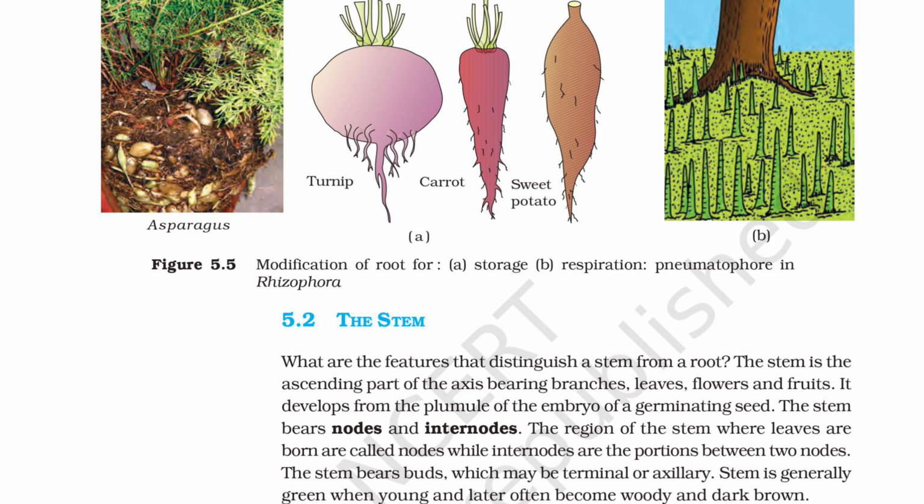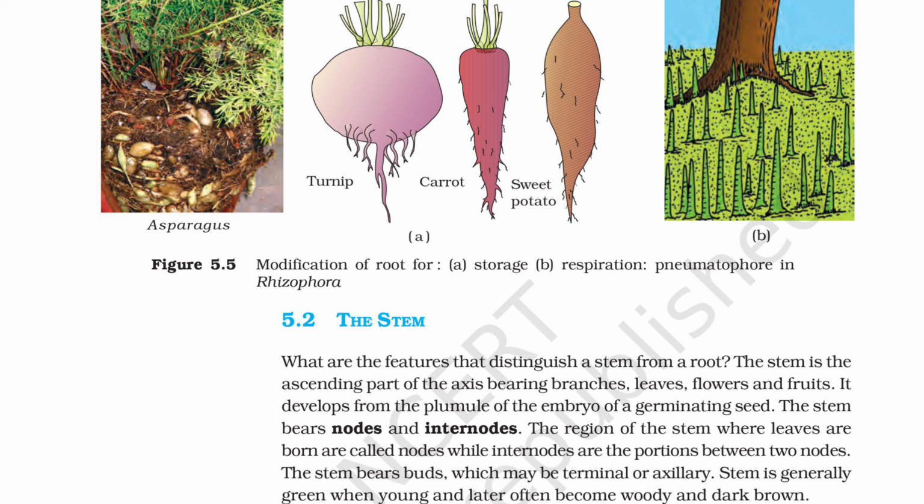The stem. What are the features that distinguish a stem from a root? The stem is the ascending part of the axis bearing branches, leaves, flowers and fruits. It develops from the plumule of the embryo of a germinating seed. The stem bears nodes and internodes. The region of the stem where leaves are borne are called nodes, while internodes are the portions between two nodes. The stem bears buds, which may be terminal or axillary.